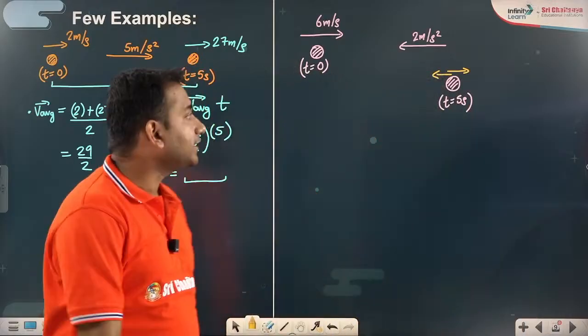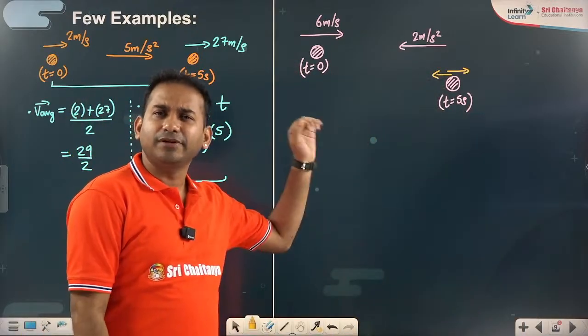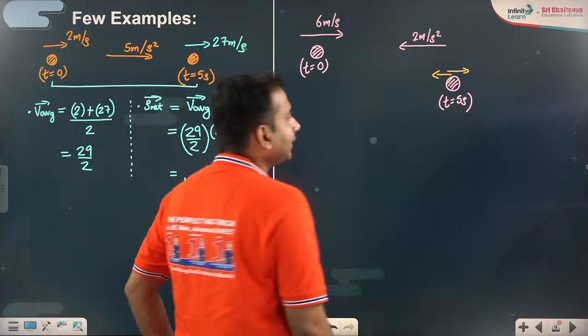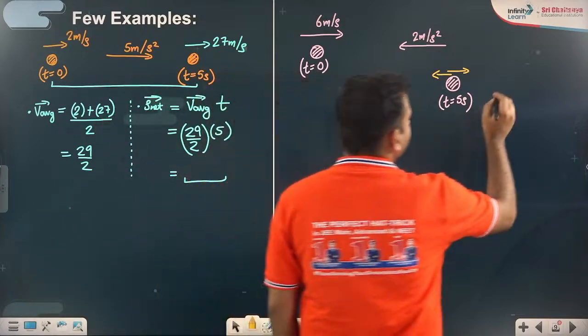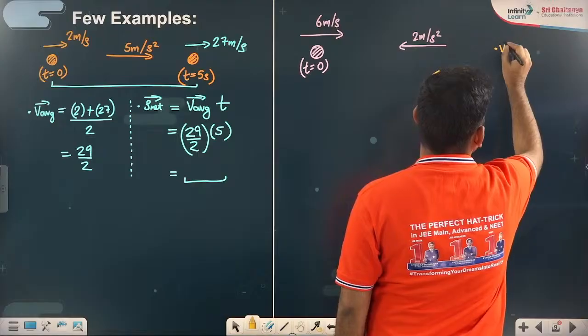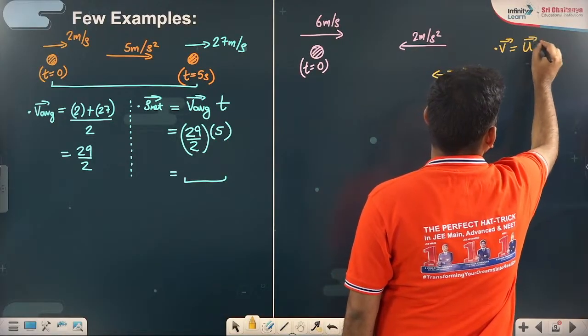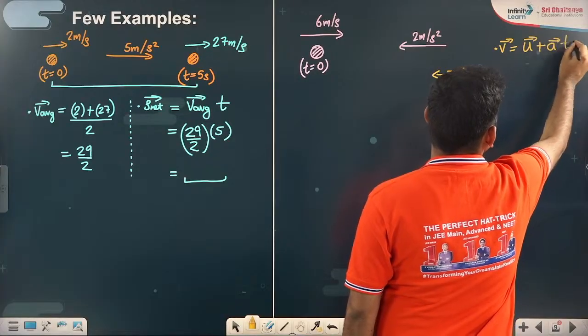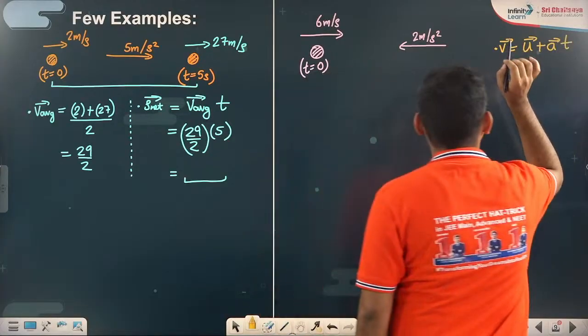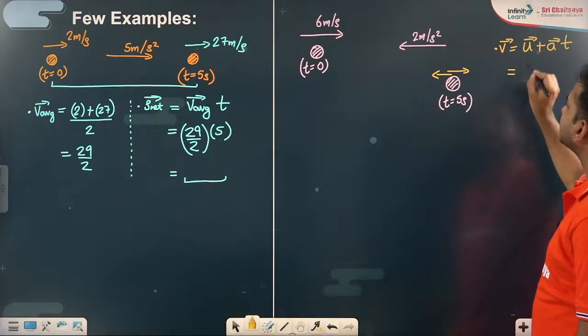We can find out easily. How? Our convention is very simple. Forward positive and backward negative. So here I'll find out the value of v. v vector will be equal to u vector plus a vector into t. See, that equation is a vector equation. Substitute everything with plus minus sign.